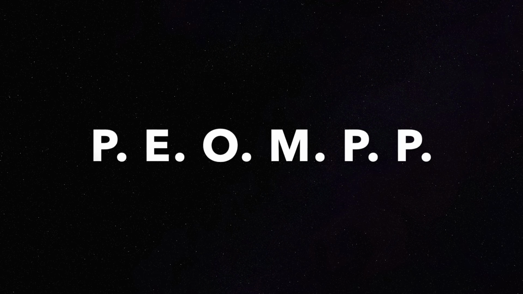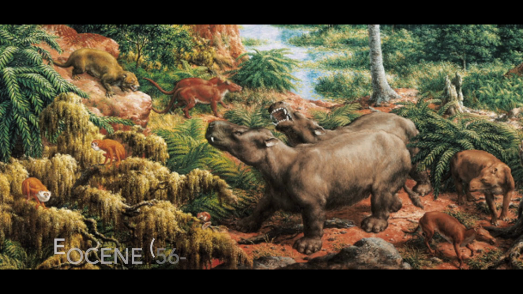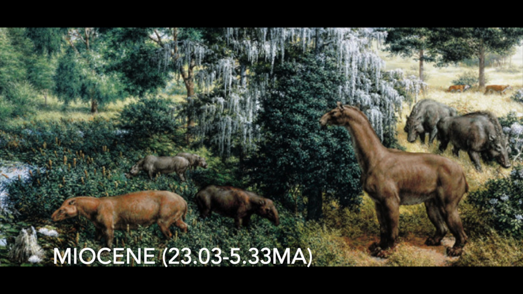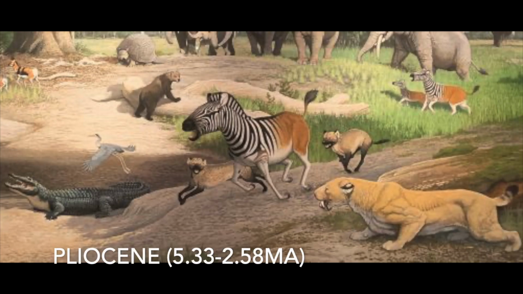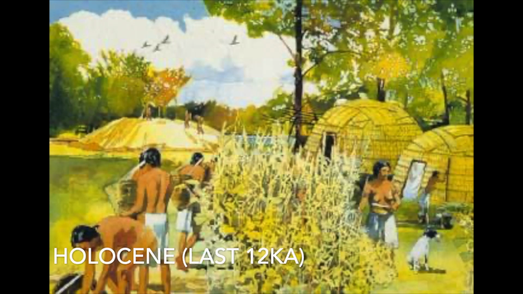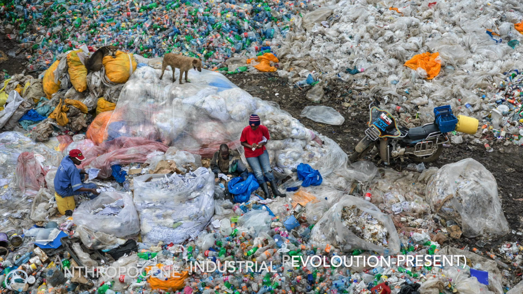I remember them by saying Piomb. We have the Paleocene, the Eocene, the Oligocene, the Miocene, the Pliocene, the Pleistocene, and the Holocene. Some people also divide the time since the Industrial Revolution as the Anthropocene because we have affected the Earth so geologically.